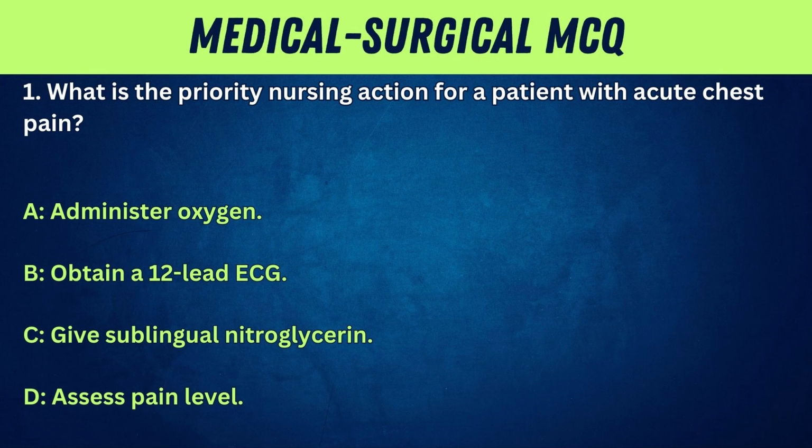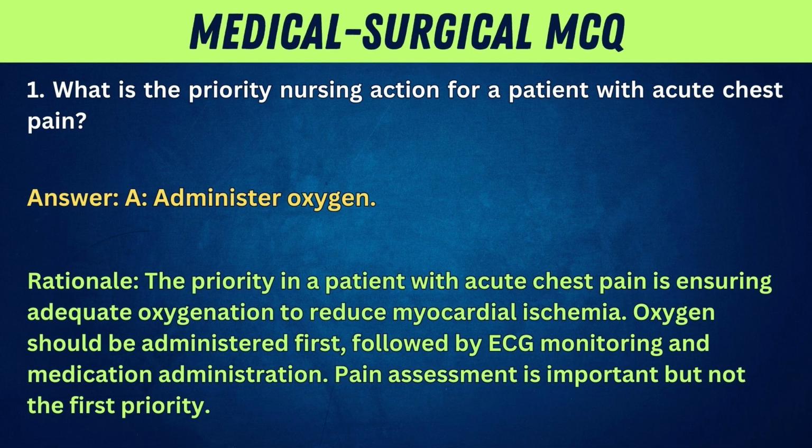1. What is the priority nursing action for a patient with acute chest pain? A. Administer oxygen. B. Obtain a 12-lead ECG. C. Give sublingual nitroglycerin. D. Assess pain level. Answer: A. Administer oxygen. Rationale: The priority in a patient with acute chest pain is ensuring adequate oxygenation to reduce myocardial ischemia.